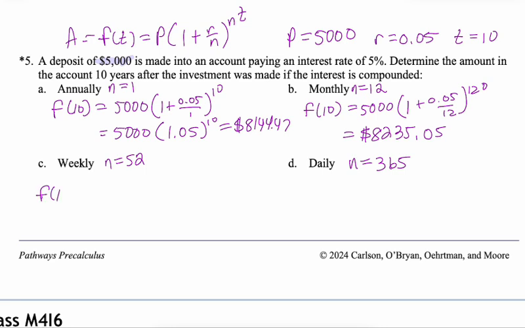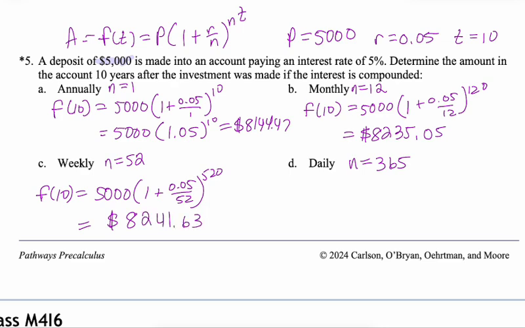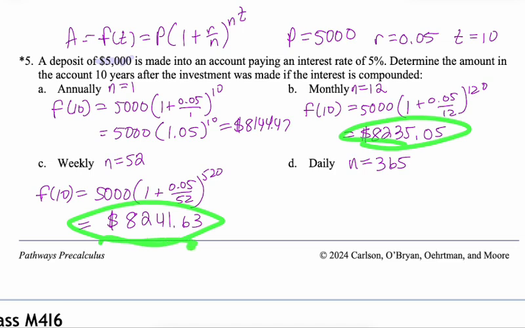So in this one, it would be 5,000 times 1 plus 0.05 divided by 52. And this time, the N times T is 52 times 10, or 520. Take a second and try that in your calculator. You should get $8,241.63. Guess what? We compare these two, it went up a little bit more, a little over $6.